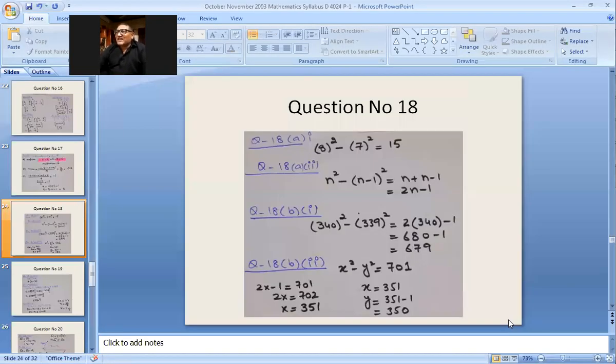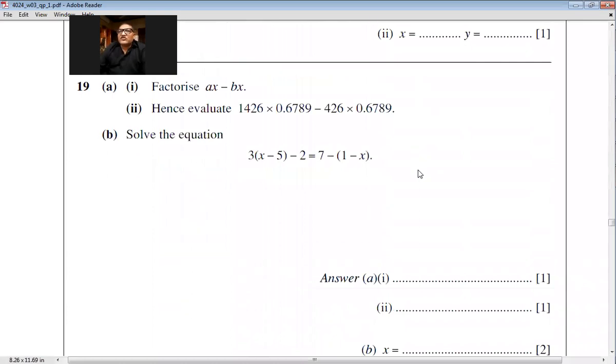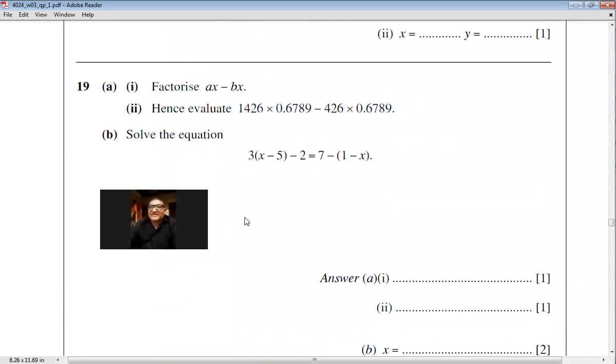So that was question number 18, my dear students. Now let's move to the next question. So the next question is question number 19, a simple question. He wants you to factorize ax minus bx. You see, x you can take common. So you will have a minus b inside the bracket.